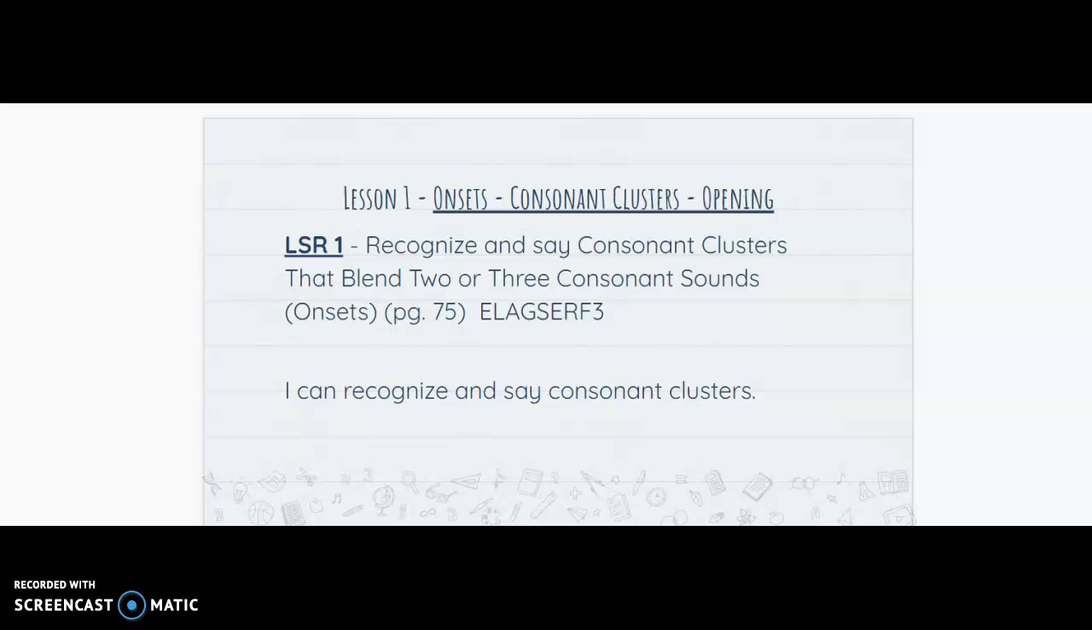Today's lesson is about recognizing and saying consonant clusters that blend 2 or 3 consonant sounds at the beginning. These are called onsets. Your target today is I can recognize and say consonant clusters.